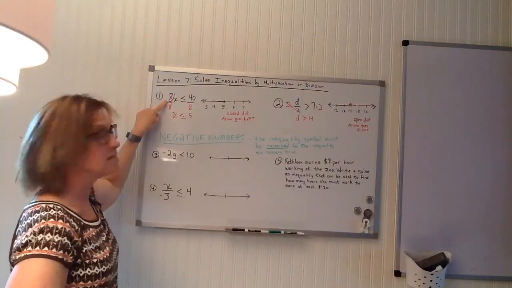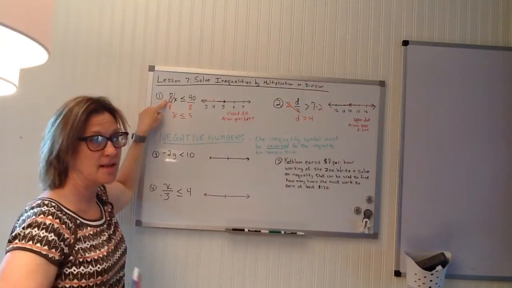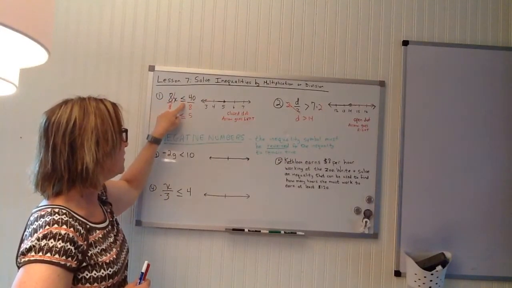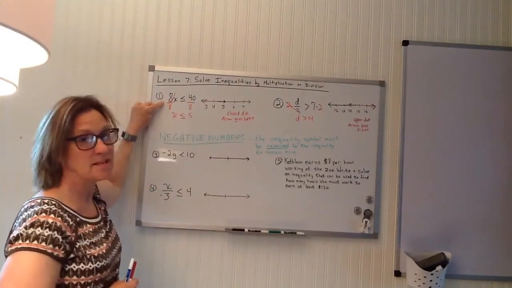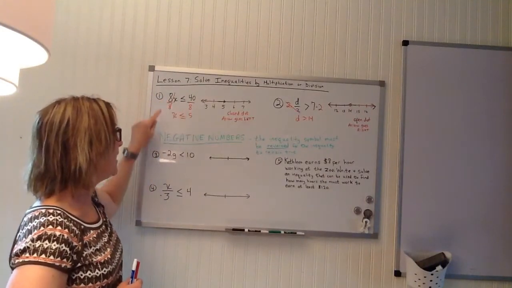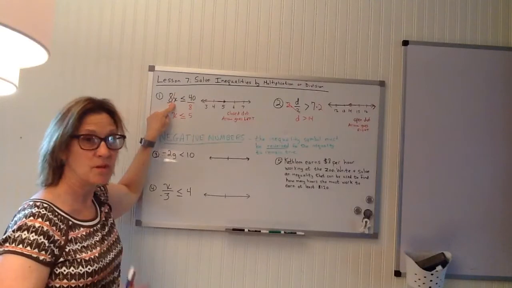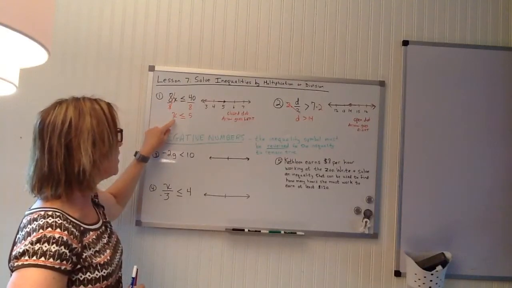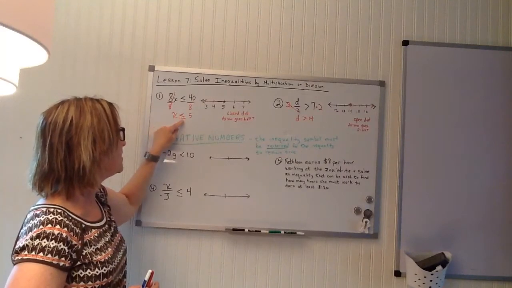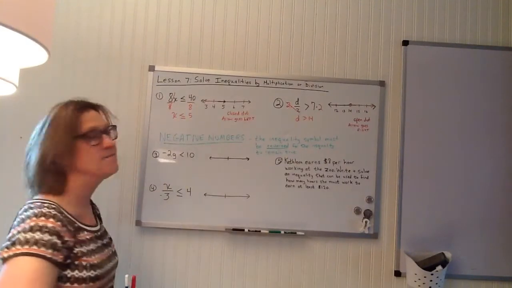So we know this is multiplication because a number and a letter together mean multiply. So 8x is less than or equal to 40. The opposite of multiplying is dividing. So we divide both sides by 8. That way we get the variable alone on one side of the inequality. So I have x is less than or equal to 5.